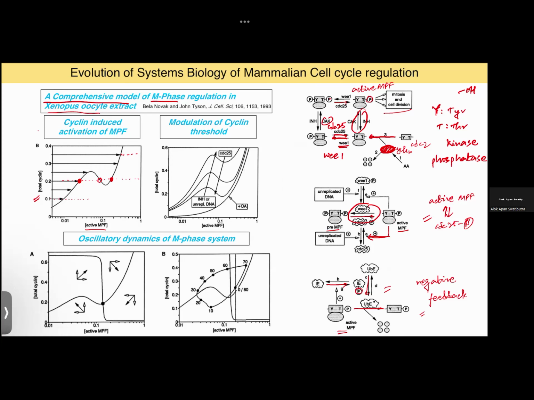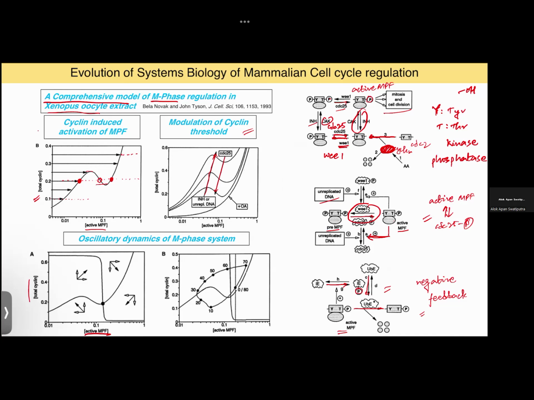And they also checked how the cyclin threshold is modulated. So if you say the bistable threshold, how is this particular thing modulated? You have INH1 as one such factor. You have CDC25. So they checked some of the factors. For example, if they increase INH1 or unreplicated DNA, this threshold actually moves up. If you decrease CDC25, it actually goes down.